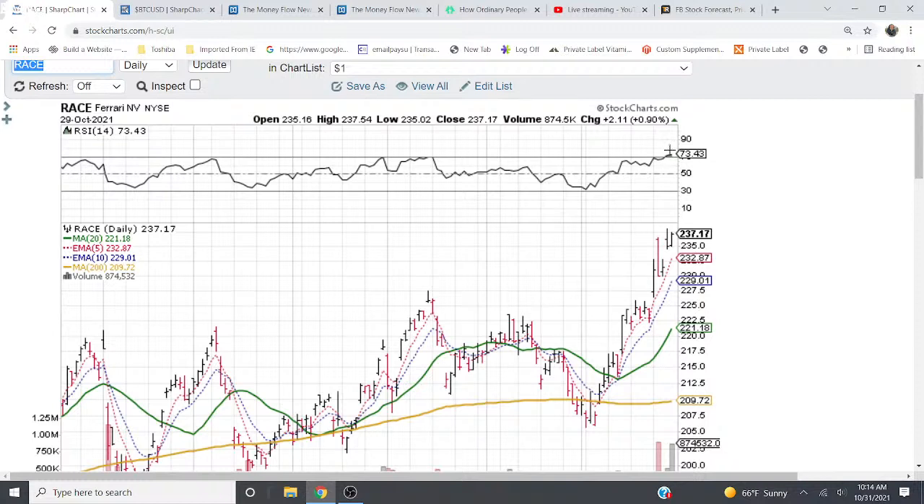Whenever the RSI goes over 70, that is the time that you start selling because it's the top.